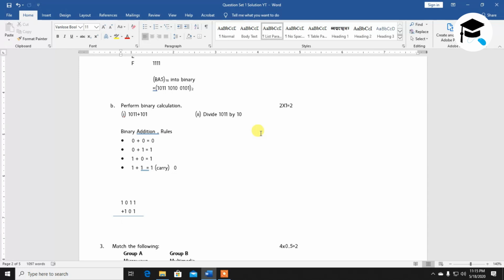1011 plus 101. Initially we need to move from the back. 1 plus 1: see the rule, 1 plus 1 is 10, and 1 is carried. It means only 0 can be written here. Now where will that 1 go? That 1 will come here. This 1 has been carried here. Again this 1 and this 1 need to be added. When 1 and 1 are added, the result will be 10, and similarly here we will write 0.